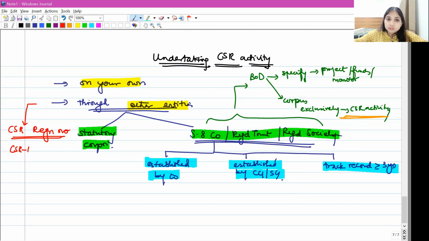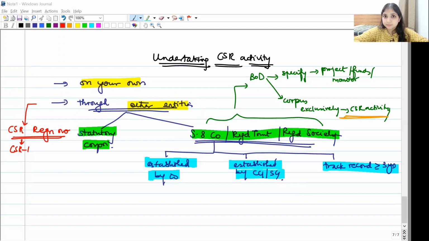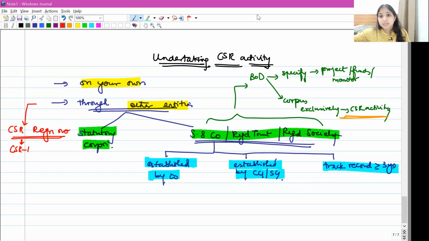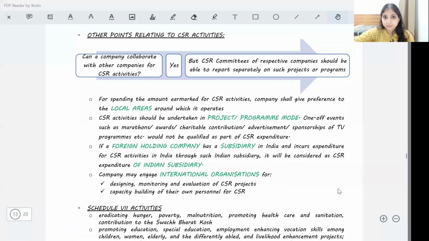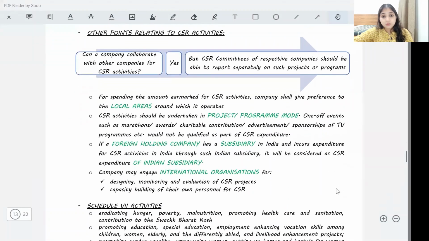If the company wants to do CSR activity through other entities, it can do so only through those entities which have a CSR registration number. How will these entities get a CSR registration number? By filing form CSR1 with the ROC electronically. Okay, so this was another important part of our discussion in relation to CSR. Understood? Now listen to my next discussion.